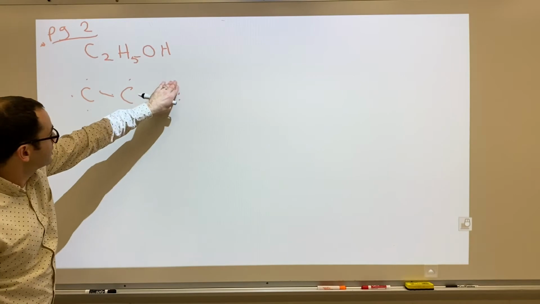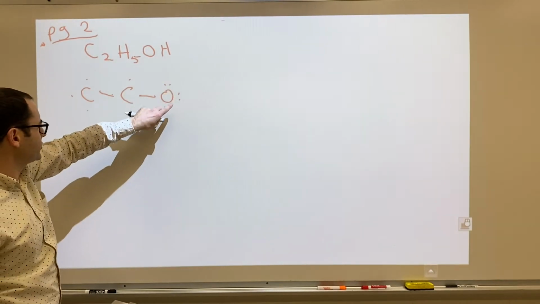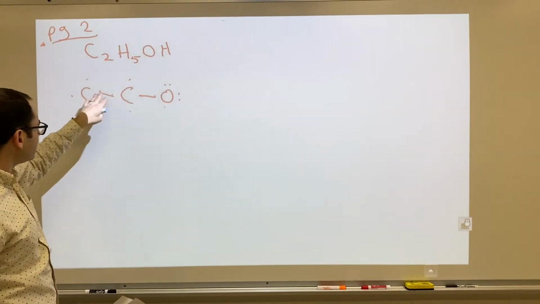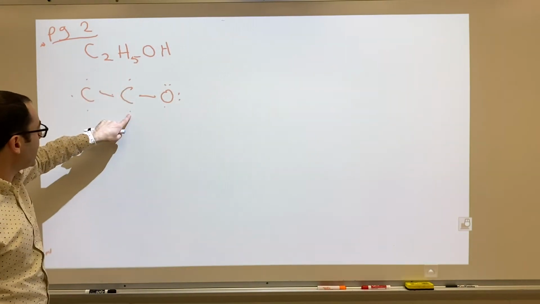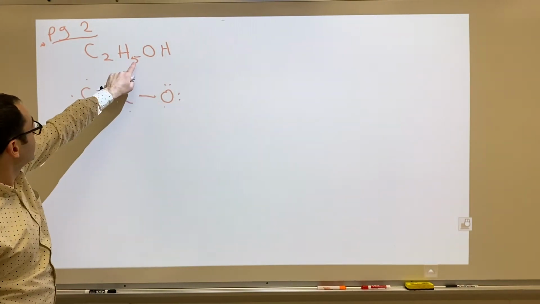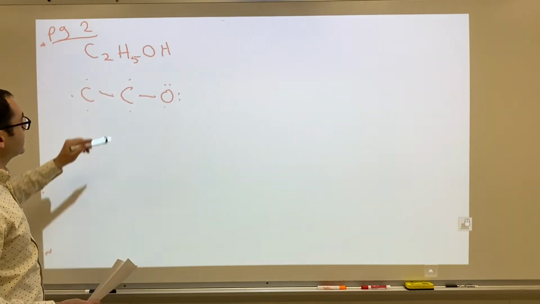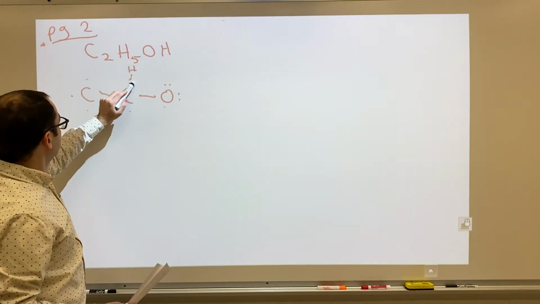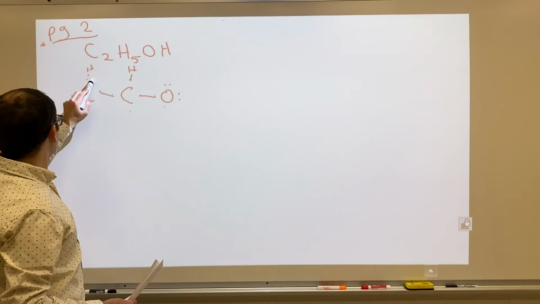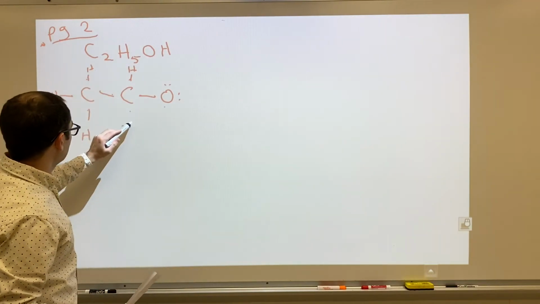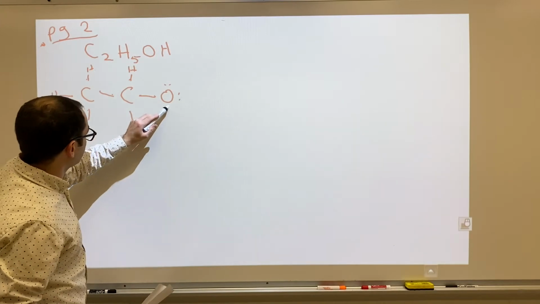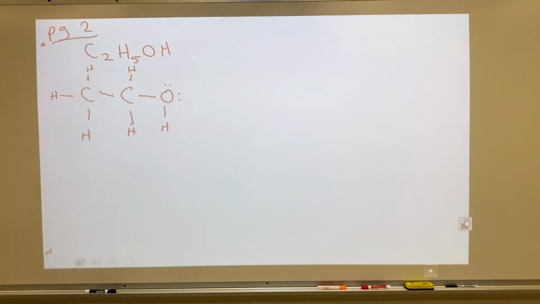We have 6 dots around the oxygen, bonded it up. If we count around here, we have 1, 2, 3, 4, 5, 6. We have 5 and 6. So then we just put them in, and we'll get our molecule. Okay, so we get this.